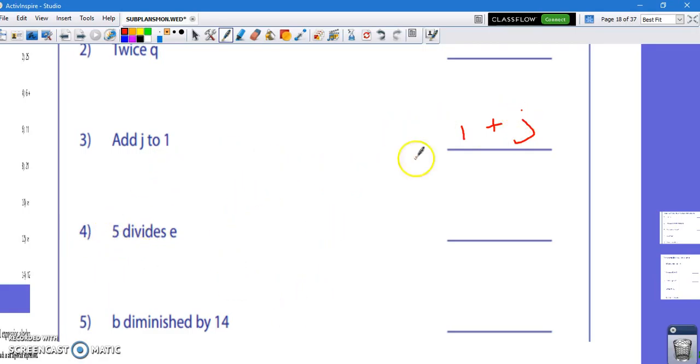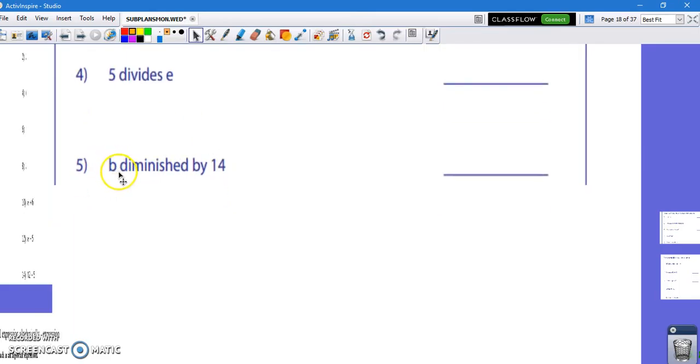This one, 5 divides e. That means 5 is on the bottom because it indicates that 5 is going to go into e. If this said 5 divided by e, it would look the other way around, saying 5 is being divided by e. But this one says 5 divides e. So 5 is splitting up e, so it should look like this. Remember, the bottom number is the one that's indicating that it's going into the top number.